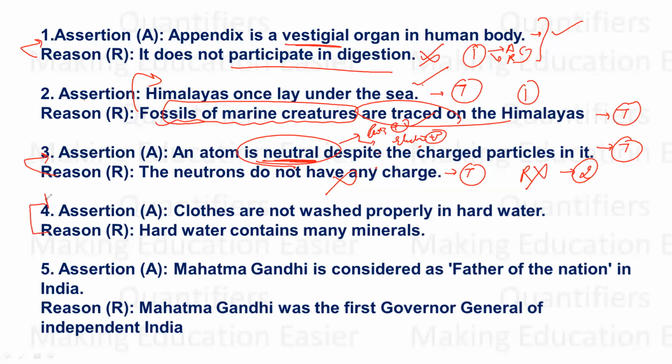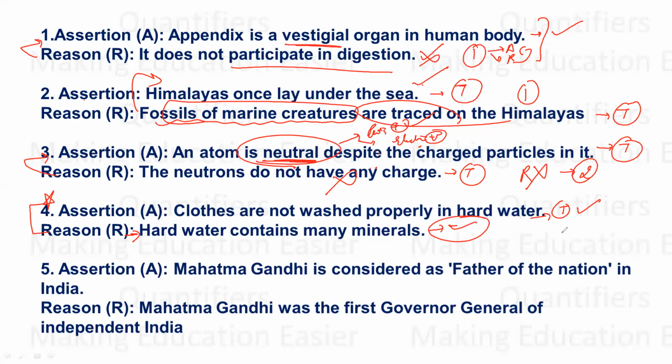It was under a little bit of controversy when it actually came in the exam, but then they gave an explanation for it. So, clothes are not washed properly in hard water. This is true. This is correct. Hard water contains many minerals. Yes, this is true. It contains magnesium, calcium, and other minerals. Now, is this the correct reason? Is this the reason that clothes are not washed properly in hard water?